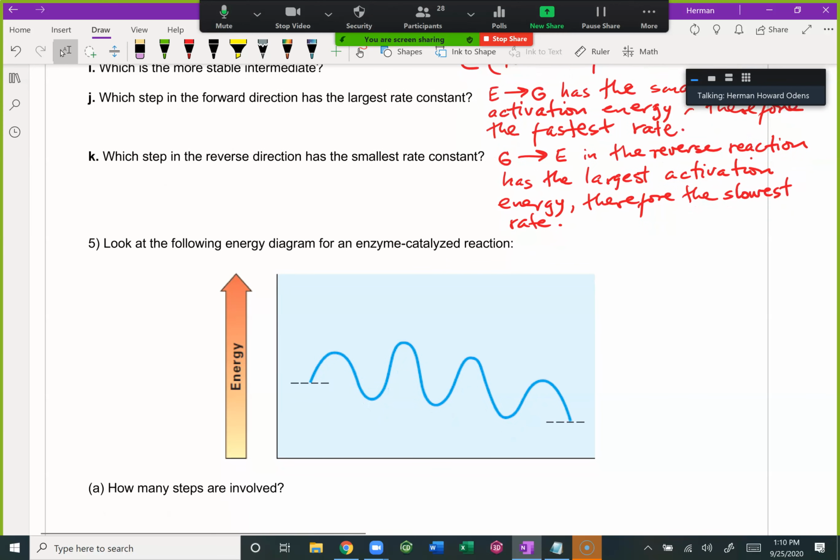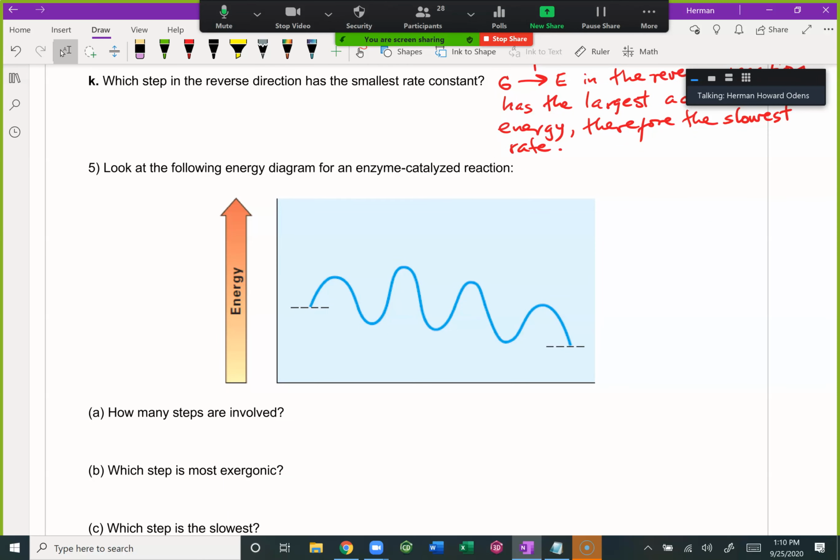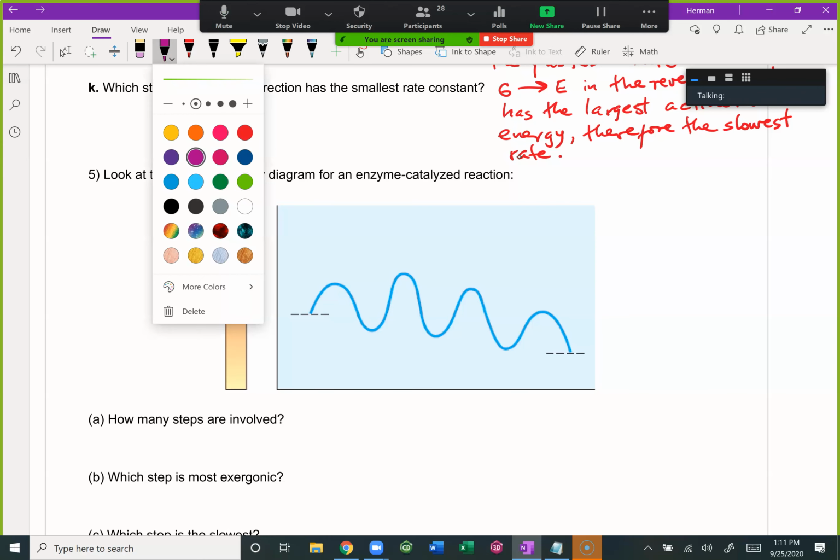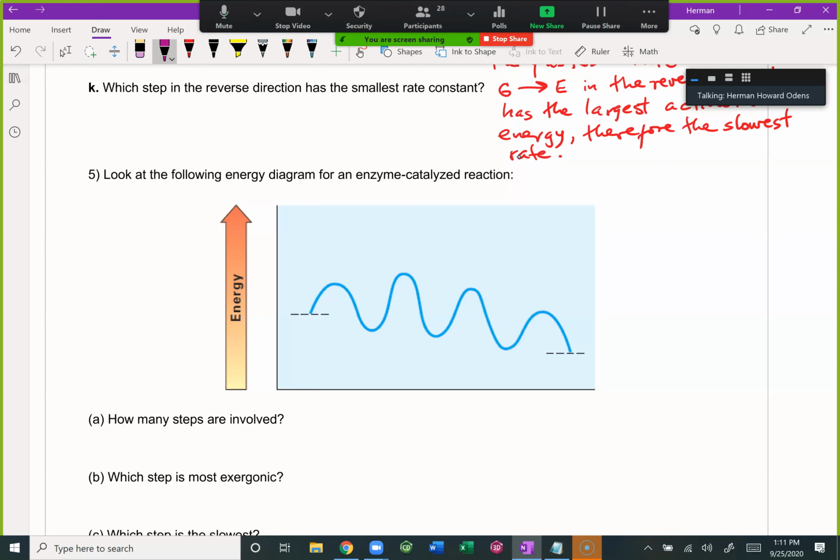Number 5. Look at the following energy diagram for an enzyme catalyzed reaction. I'm going to ask you more than the questions here. Let's dissect this enzymatic reaction. So how many steps are involved? As you can count, how many steps can you count? Anybody? There are 4 steps involved in this reaction.